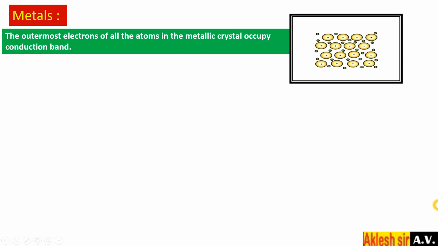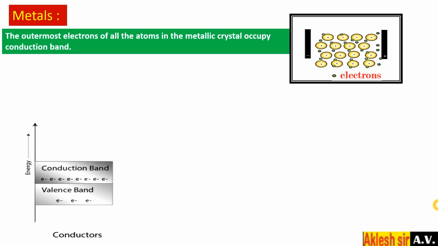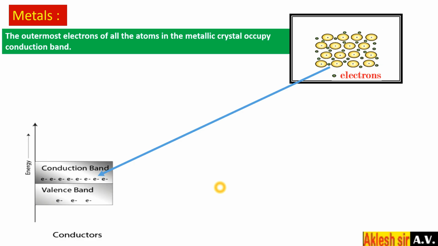What is the meaning of conduction band? See here, there are two types of bands, valence band and conduction band. Valence band is that band which is present at the last shell of the atom, and conduction band is that band where the electrons are free. These free electrons are present in the conduction band. So the conduction band is that band which conducts electricity.